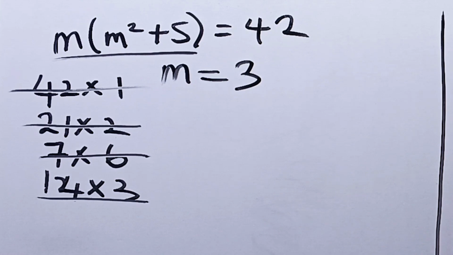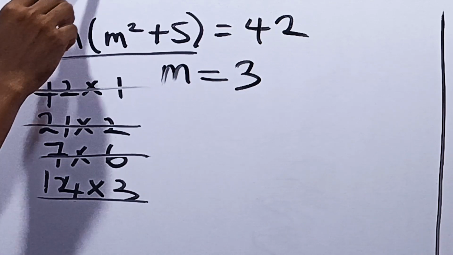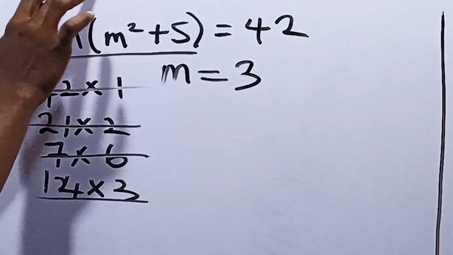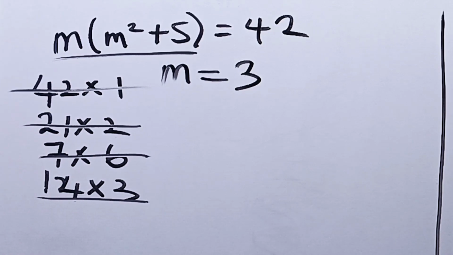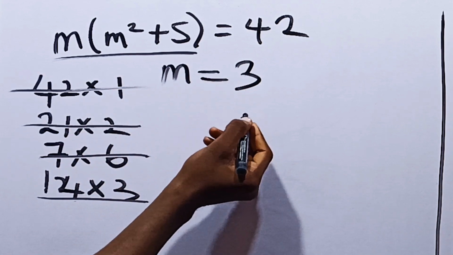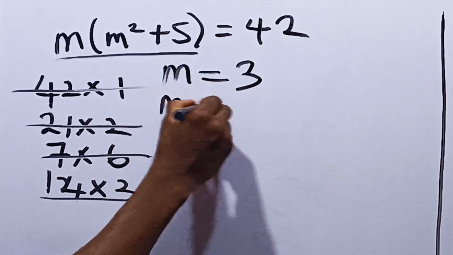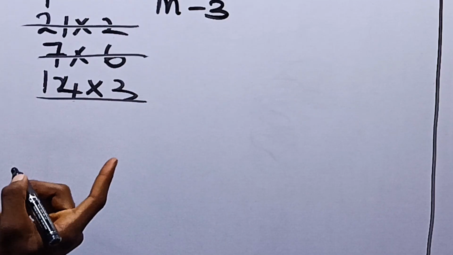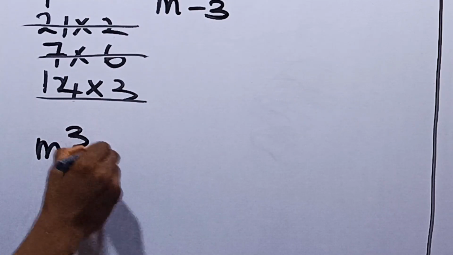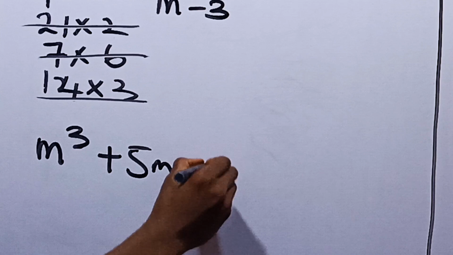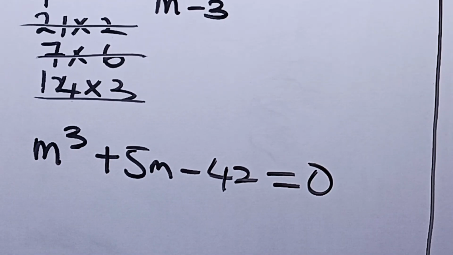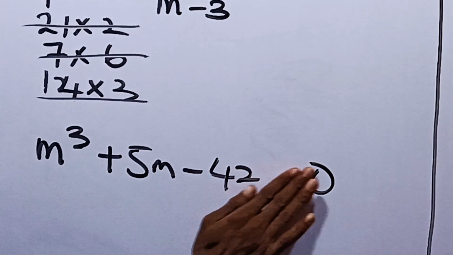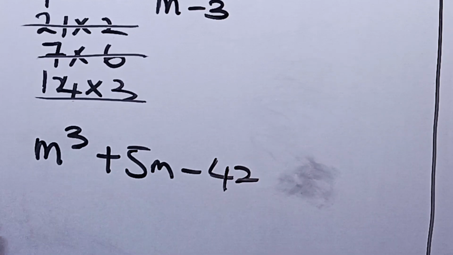Now, that's very good. But recall that the highest power of m here is 3. If the highest power of m in this question is 3, it means that we still have 2 remaining answers to find, okay? So we can say, if m is equal to 3 is a zero, it means that m minus 3 is a factor of this equation. And what equation is that? m cubed plus 5m minus 42, okay, equals 0 is the new equation that we have here, just from the question we had before.